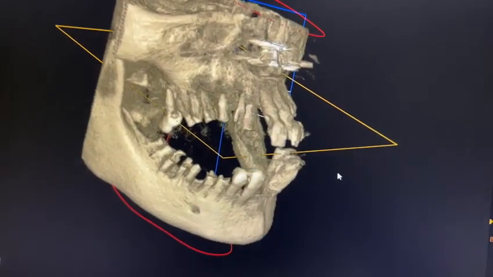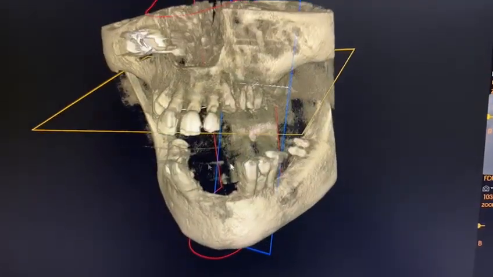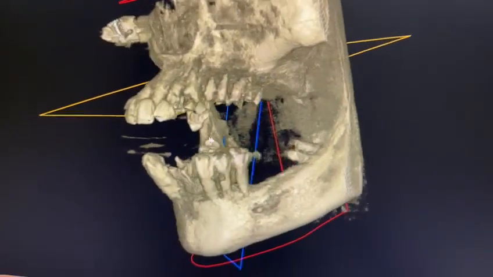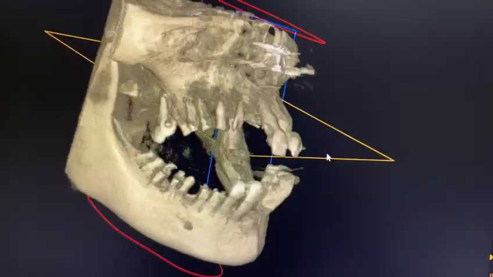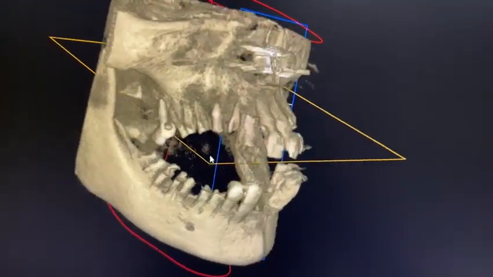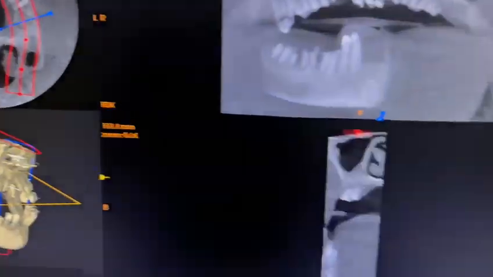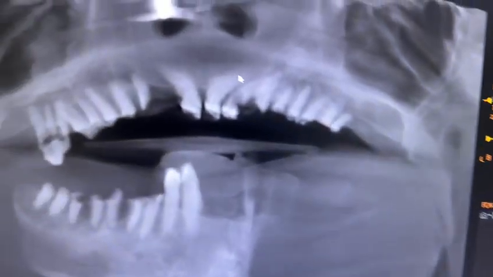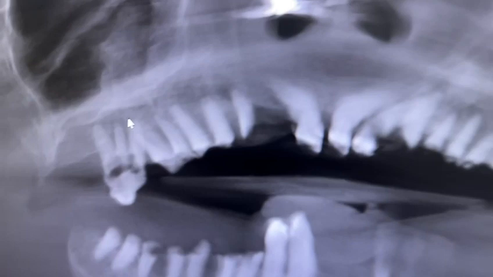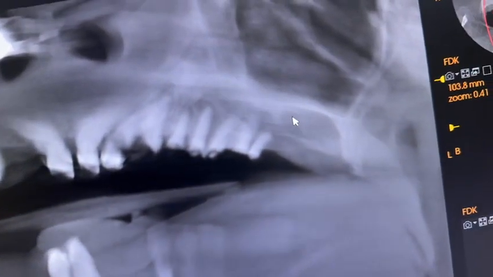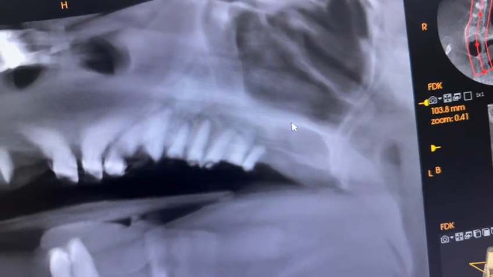So this is a situation of all teeth decayed, only root stumps remaining. We'll see how we rehabilitate the maxilla. We'll see the panoramic view. Some decent bone in the premolar molar area. The sinus is not very down.